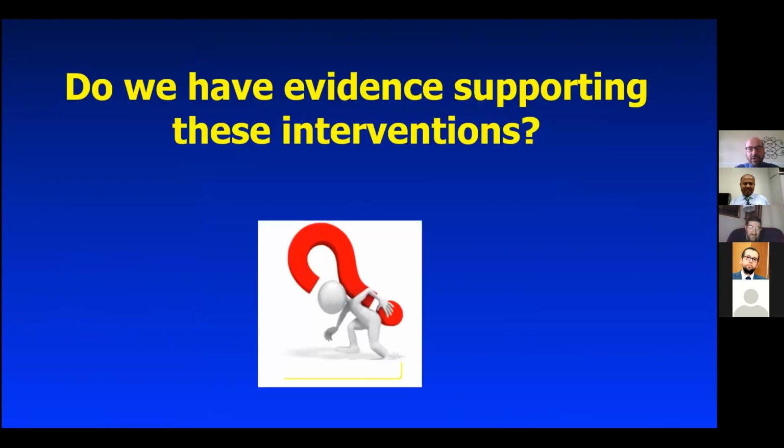Perfect. So let us talk about if we have evidence. The first question we talked about is the calcium homeostasis and calcium balance, and I think it's a very important concept to understand. And the second thing, do we have evidence supporting that if we cut down on calcium or vitamin D analogs or dialysate calcium or calcium containing phosphate binders, it is going to help our bone? Is it going to help the low turnover bone disease?